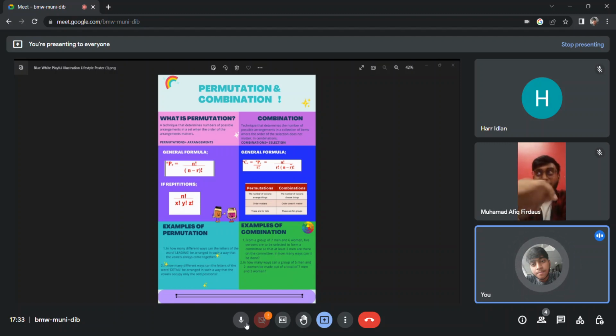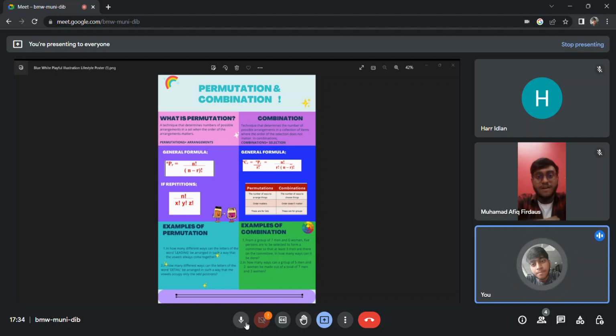I'll be explaining two questions from combination. The first question: from a group of 7 men and 6 women, 5 persons are to be selected to form a committee so that at least 3 men are on the committee. So we must choose a group which has at least 3 men. We may have 3 men and 2 women, 4 men and 1 woman, or 5 men only. So the solution will be 7C3 times 6C2, plus 7C4 times 6C1, plus 7C5. So the answer will be 756.